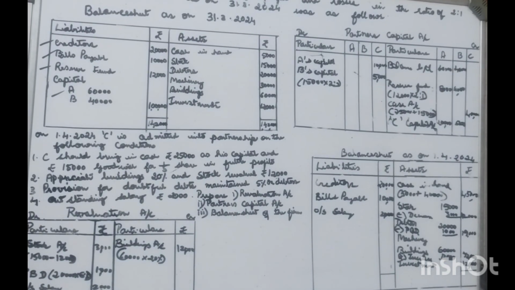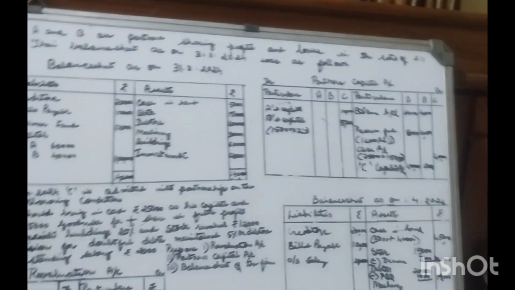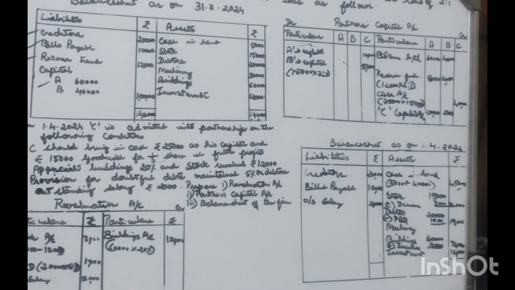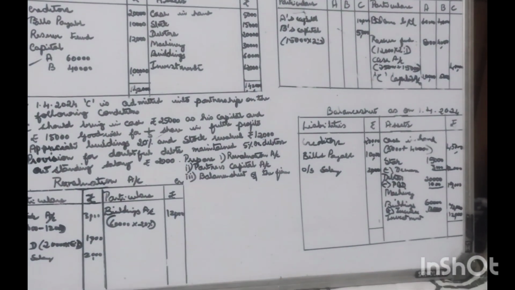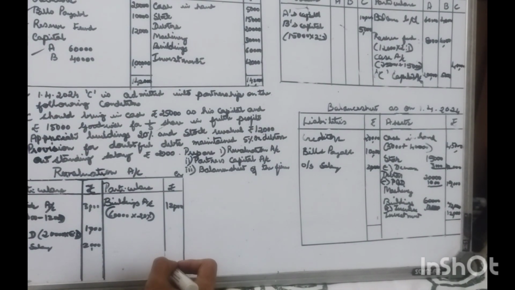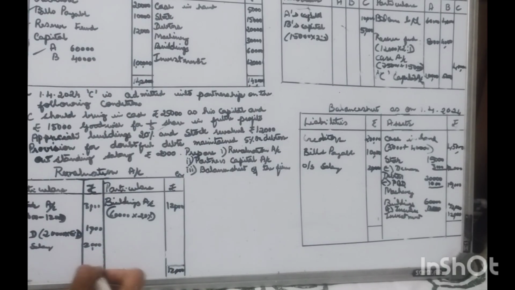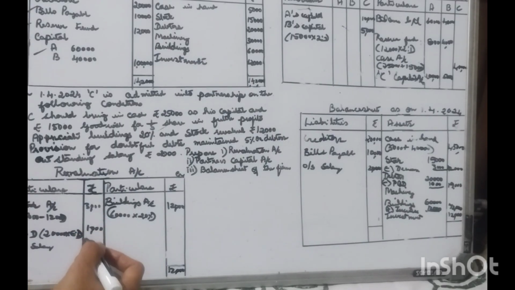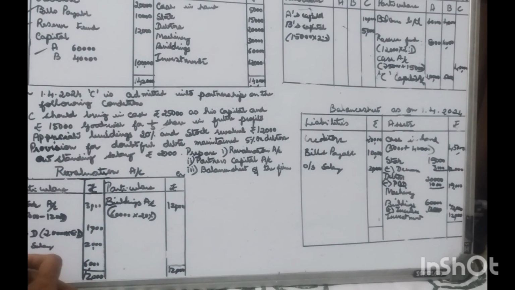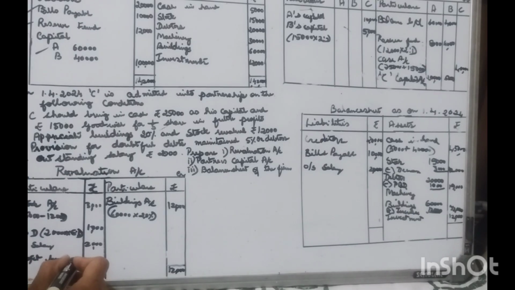So now we will close the revaluation account. The revaluation account can be closed by making the total. Write the total, same total 12,000. So from 12,000, as you deduct 3,000, 1,000 and 2,000, you get a balance of 6,000. So that is a profit that must be transferred to partners' capital account.